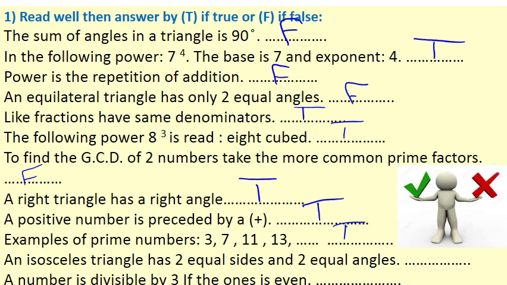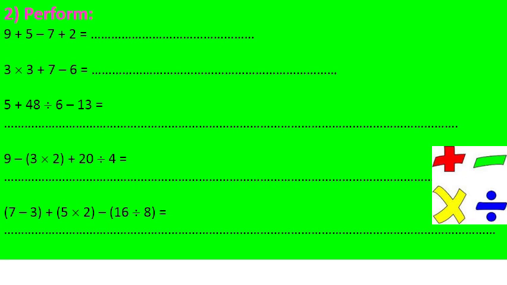An isosceles triangle has two equal sides and two equal angles. True. Yes. In an isosceles triangle, we have two equal sides, two equal angles. Yes, Lean. A number is divisible by 3 if the ones digit is even. False. A number is divisible by 3 if the sum of the digits is a multiple of 3. Bravo, Yaleen. Let's start exercise number 2, we should perform these expressions.